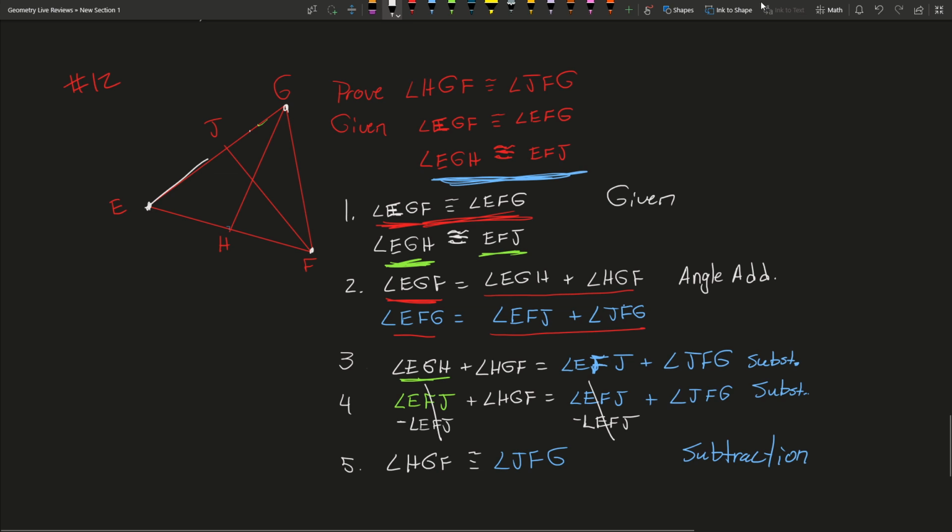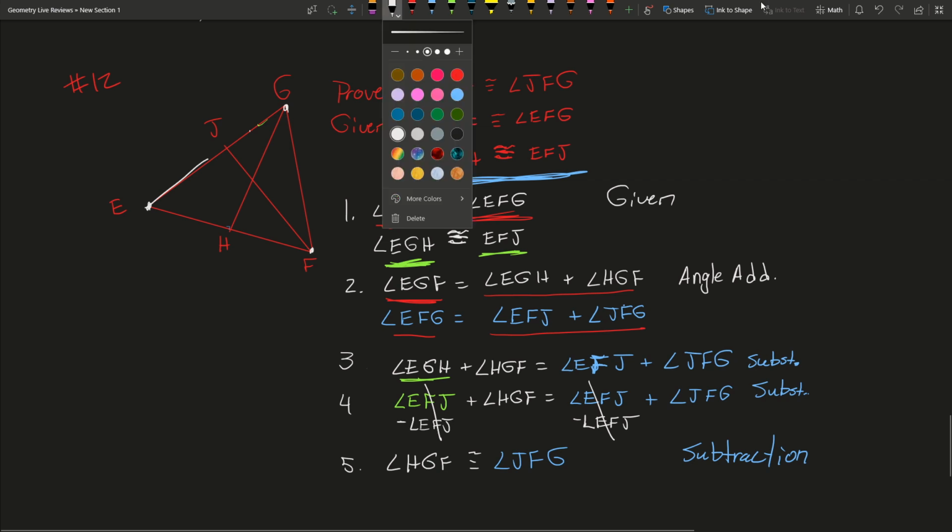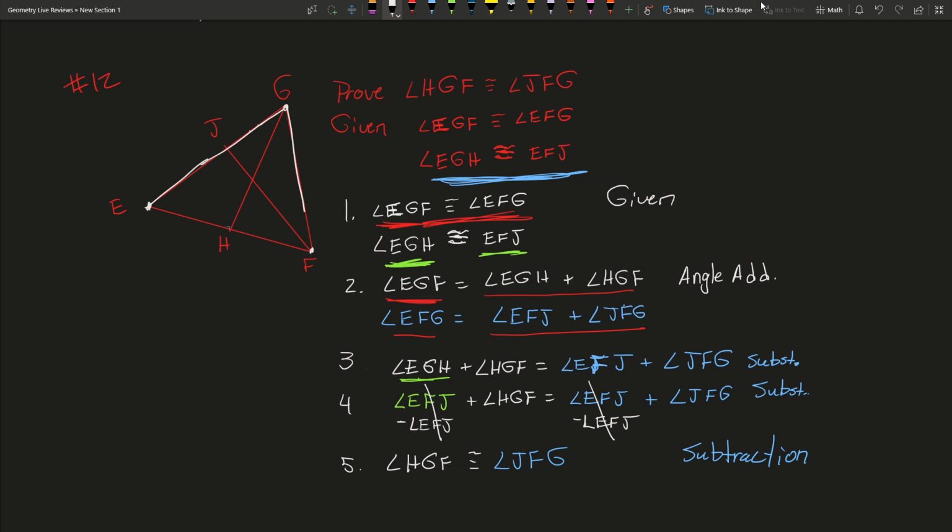Step number 2, I want the equations of the big angles. We're given that EGF, this angle in white, is equal to EFJ, this angle in blue. We are given one of those counterparts, so we're given one of those smaller angles inside. We can split up EGF into EGH, which is this in green, and HGF, which is this in pink. So EGF is green plus pink. That's all that step is saying.